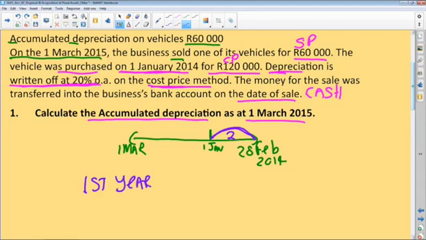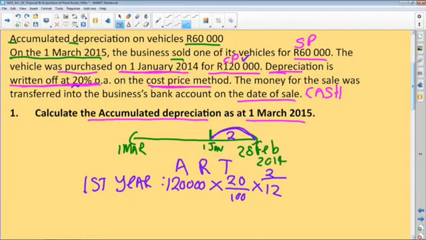So for the first year, when I write off depreciation, remember I need my amount, I need my rate, and I need time, which represents number of months. So the amount in this case is the cost price, when we bought the asset, at 120,000. That's my amount, times the rate of depreciation, which is given to me at 20%. So times 20. And then my time, I've owned the asset for only 2 months, so 2 over 12. You guys with me?